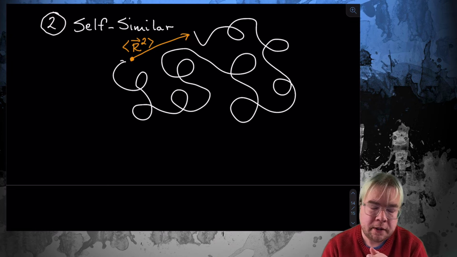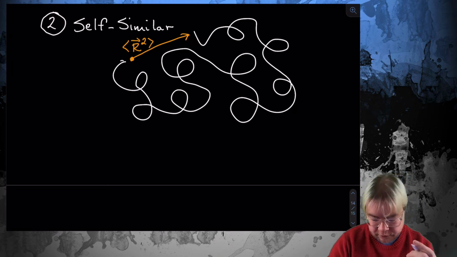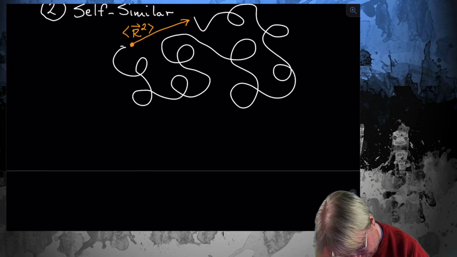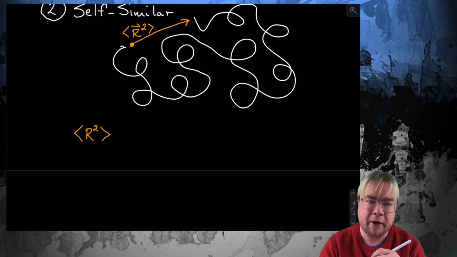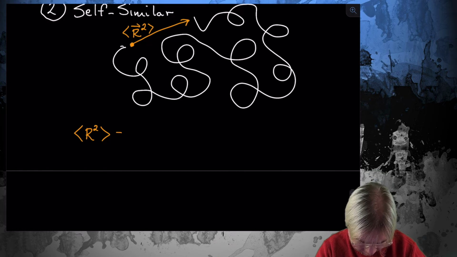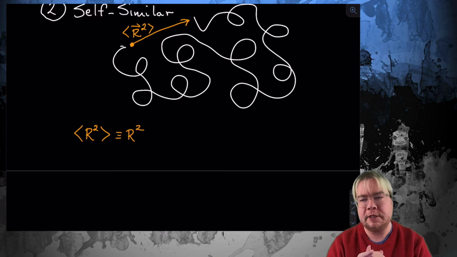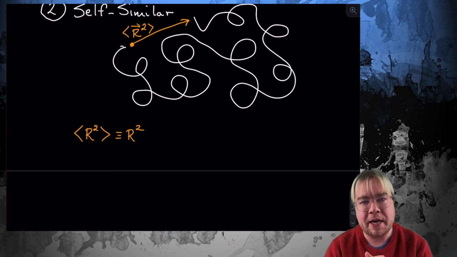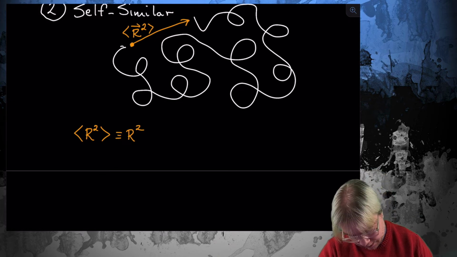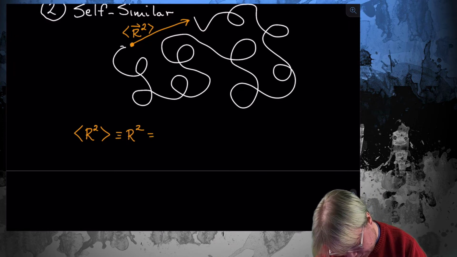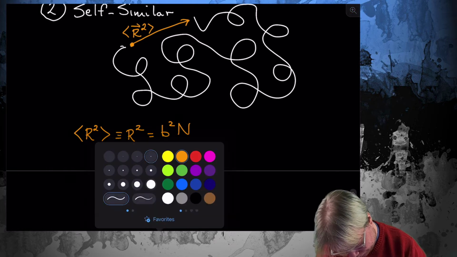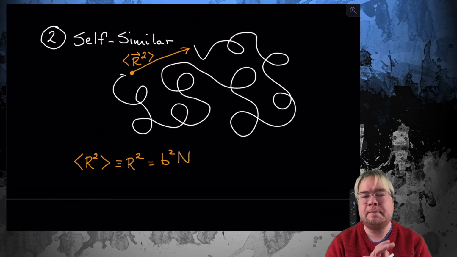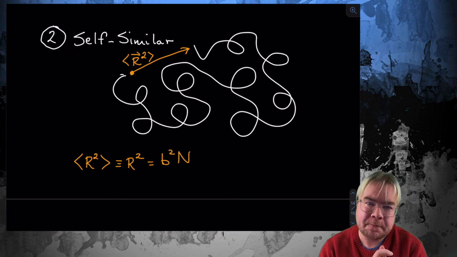All right. Now, in the notation that we've used so far, that R squared, so this thing, we can drop the vector notation since it's squared. I basically call this R squared. We're going to get rid of those brackets that denote that we're averaging over many chains. And we know that this is basically b squared times n. All right, so we spent a lot of effort on that last semester.